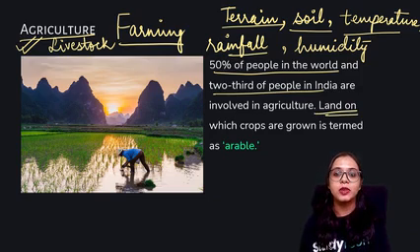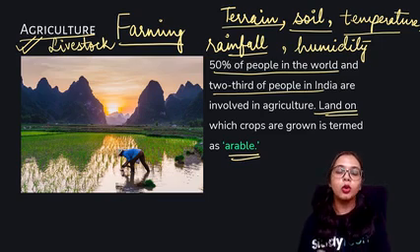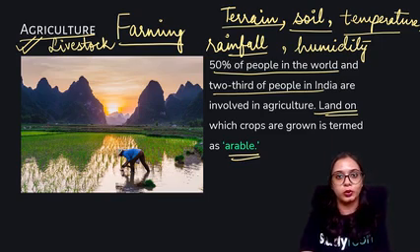And the suitable land on which a particular crop is able to grow, that suitable piece of land is known as arable land. Not all pieces of land would be suitable for the growth of crops, right? So all of those lands that are suitable for the growth of crops are known as arable lands.